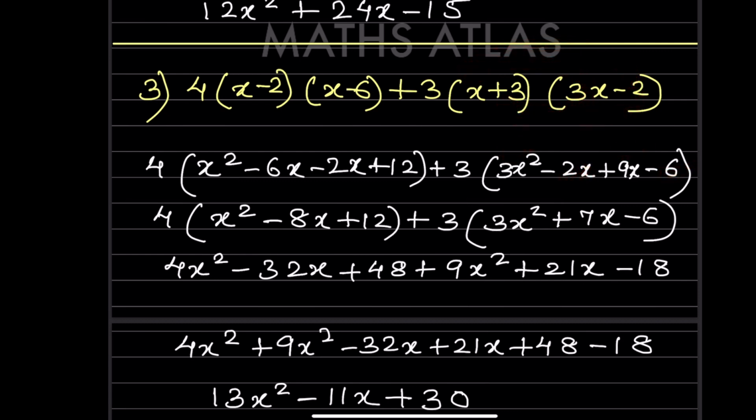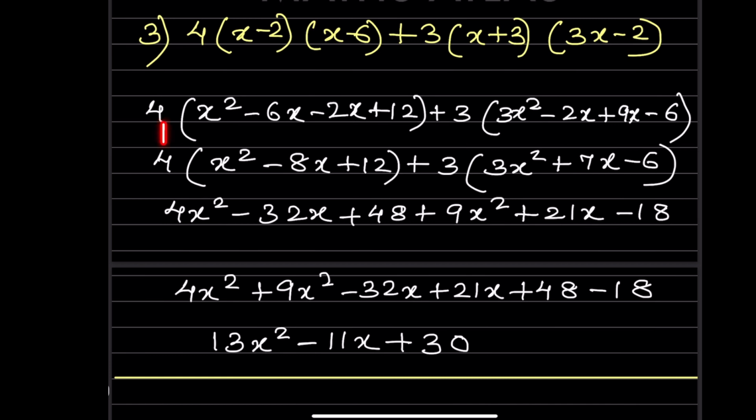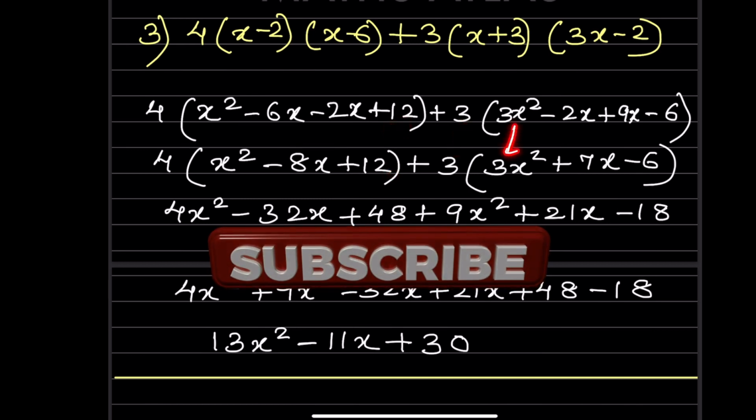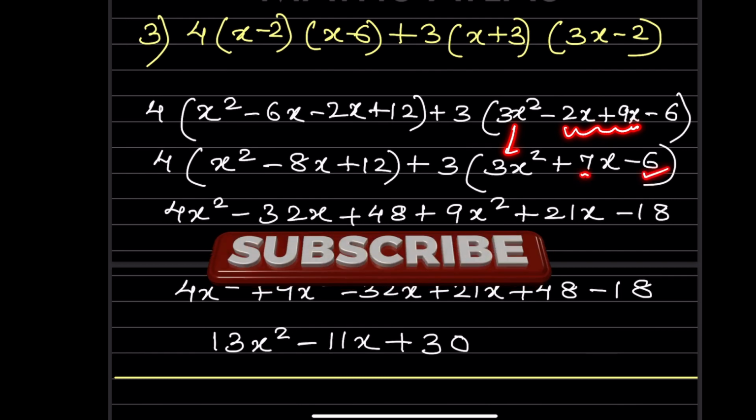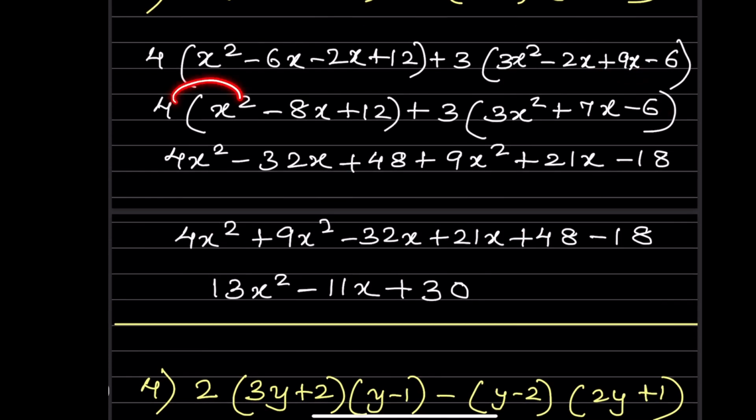So now let us do one thing. First keep this 4 as it is. This as it is, take the like terms together, that will be minus 6 minus 2, that will be minus 8x. And this 12 as it is. Again here the same, take the like terms, plus 9 minus 2, that will be plus 7. And this minus 6. Now we are going to expand it.